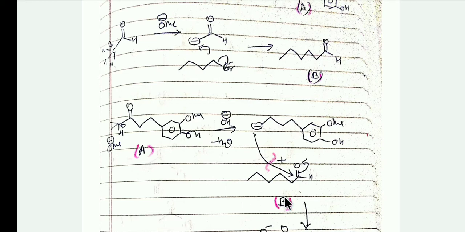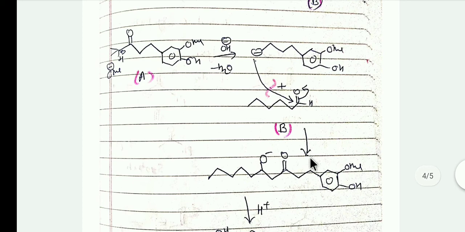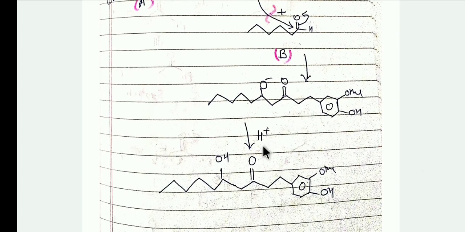In this B molecule, the oxygen is more electronegative than the carbon atom. So the electrons of the double bond shift to this oxygen atom, and this carbon becomes positively charged. So this carbon adds to this negatively charged carbon atom, and we get another molecule of this type, which on protonation, the proton added to this O minus, gives our target molecule.